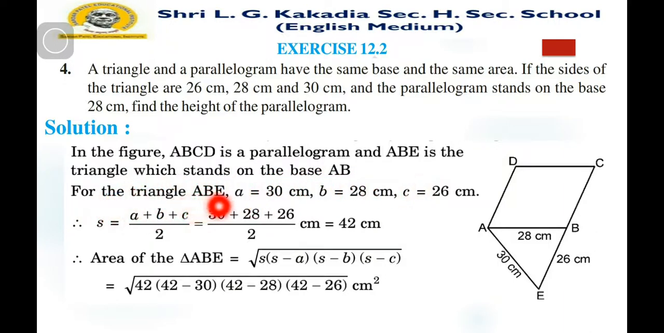For the triangle, a is equal to 30 centimeter, b is equal to 28 centimeter, c is equal to 26 centimeter. Therefore, S is equal to (a plus b plus c) by 2, which is equal to (30 plus 28 plus 26) by 2 centimeter, which is equal to 42 centimeter. So the area of the triangle is equal to the square root of S into (S minus a) into (S minus b) into (S minus c). Put the values: square root of 42 into (42 minus 30) into (42 minus 28) into (42 minus 26) centimeter square.